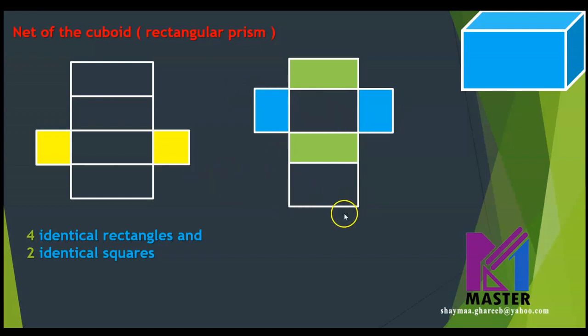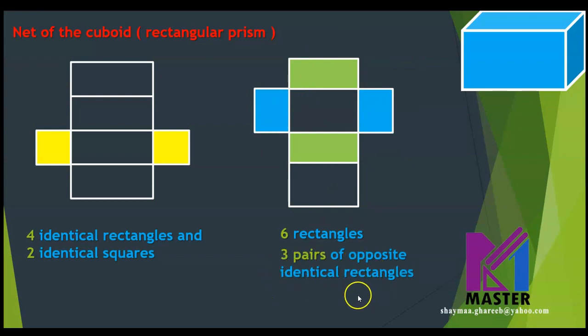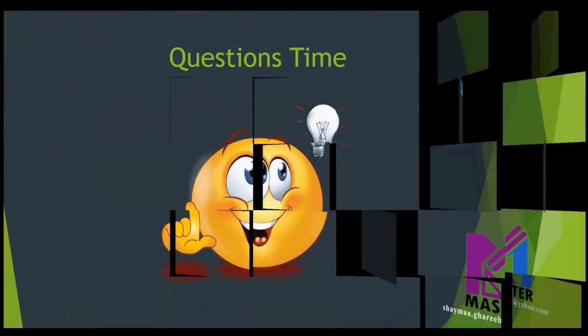So the difference here is that this net has 6 rectangles, all of them are rectangles, but 3 pairs of opposite identical rectangles. As you can see, these 2 are the same, these 2 are the same, these 2 are the same. Now let's have some questions.